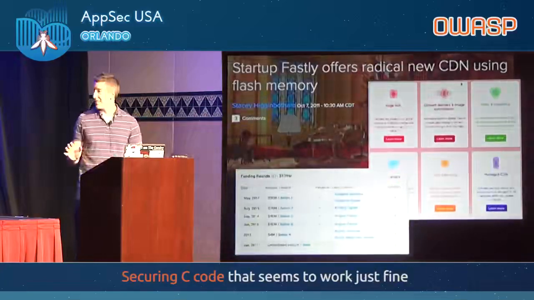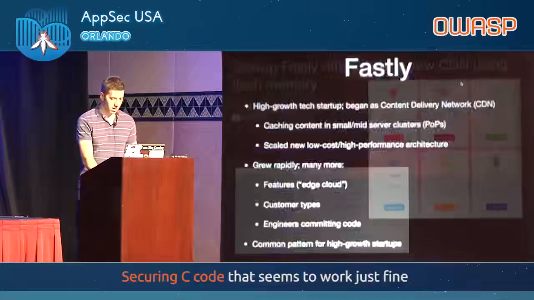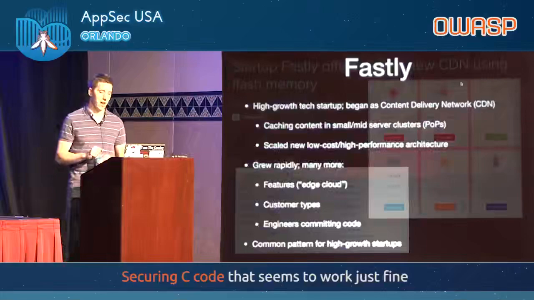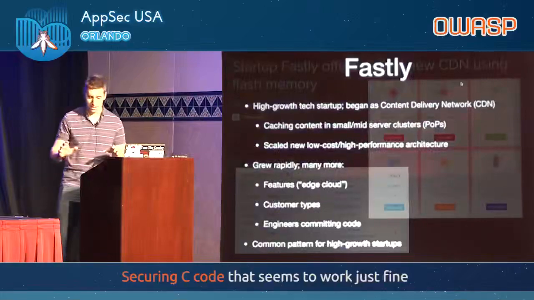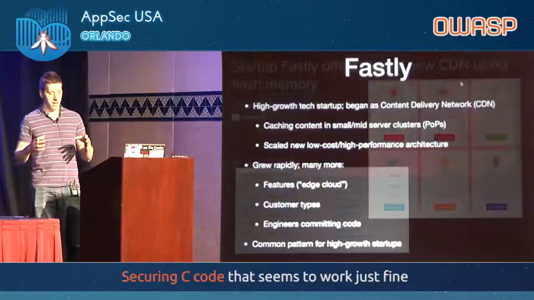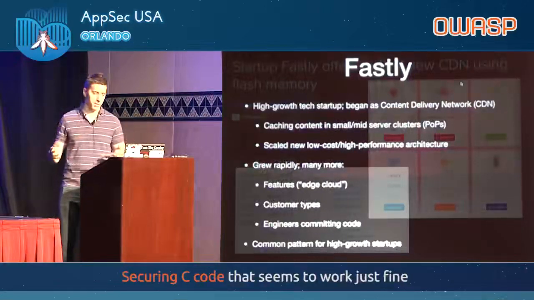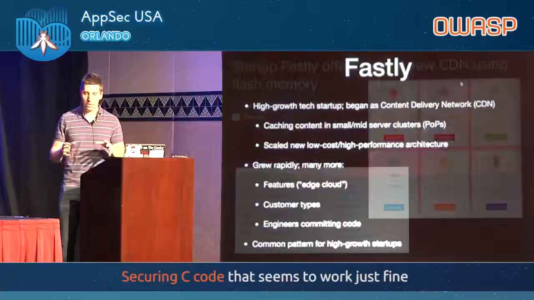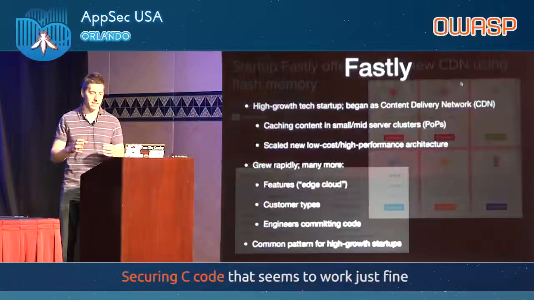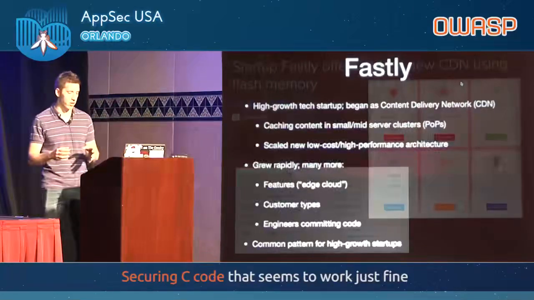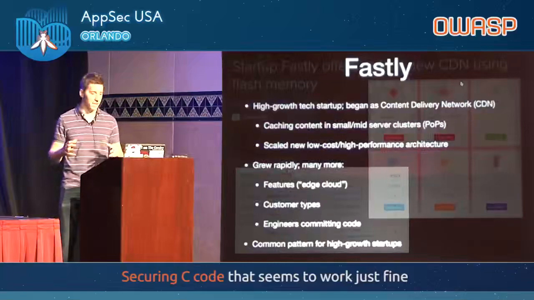So to jump right into using Fastly as an example, Fastly is a high growth tech startup. It started off as something called a content delivery network. What that means is when the company was starting, they put these small and mid-sized server clusters all over the globe. They call them points of presence, or POPs. They were using kind of a crazy architecture: low-cost SSDs, low-cost networking gear as opposed to the big iron that's really expensive. They were using these Arista switches that ran the Linux kernel. So they were doing some crazy stuff, and it worked.